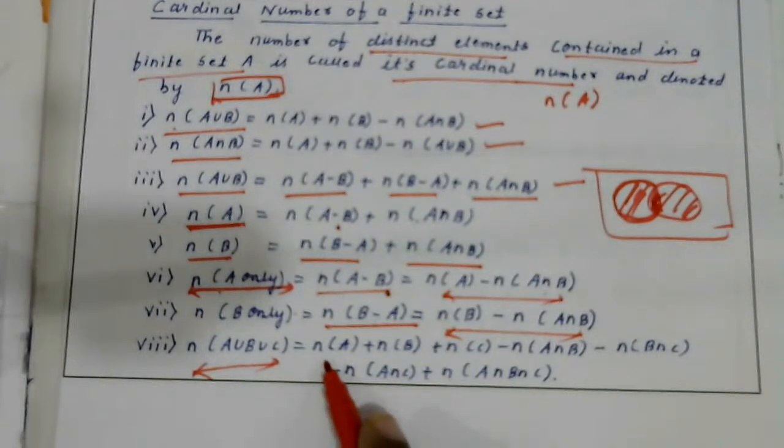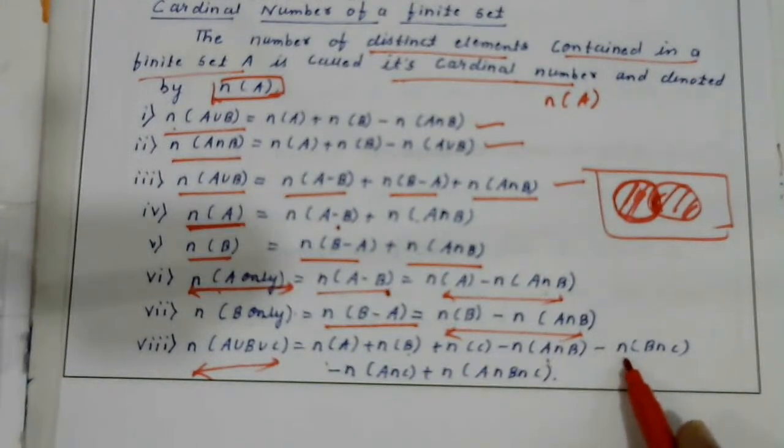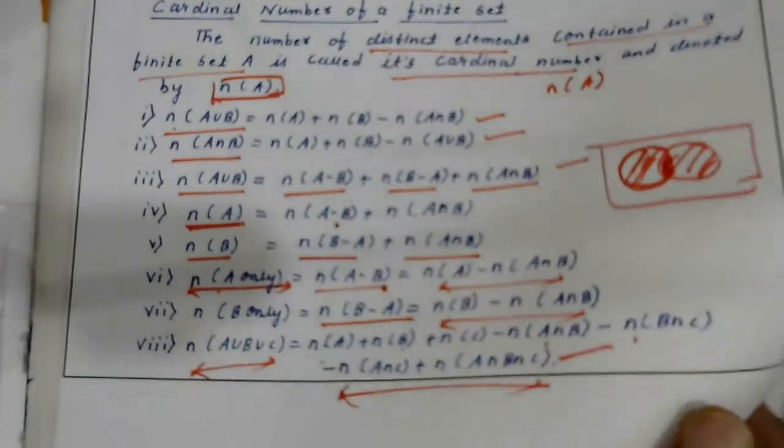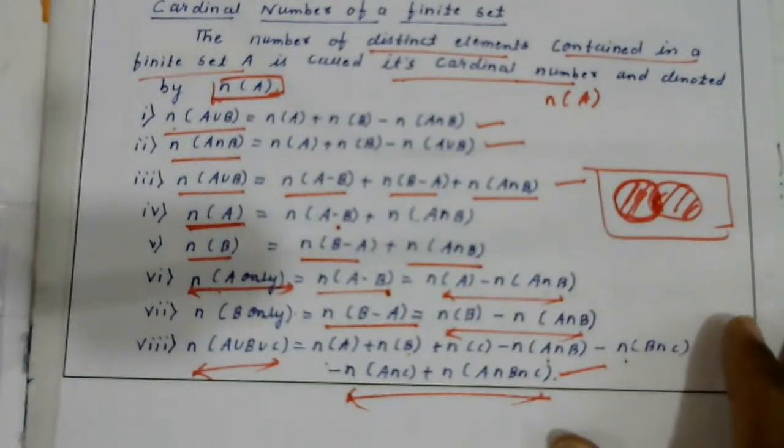And last is n of A union B union C. What is n of A union B union C? n of A plus n of B plus n of C minus n of A intersection B minus n of B intersection C minus n of A intersection C plus n of A intersection B intersection C. Right, so based on this result we will discuss some examples. This is about the results related to the cardinal number of a finite set.